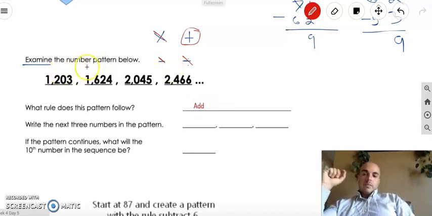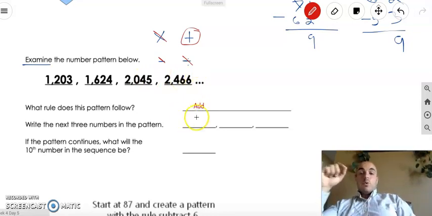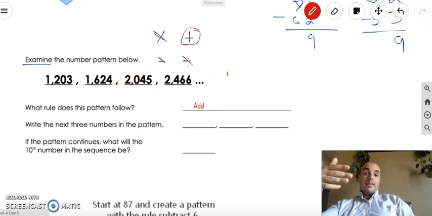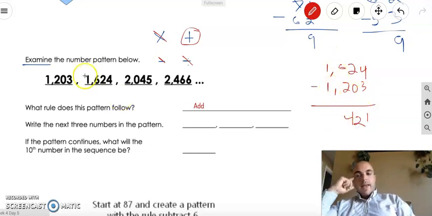I need to find the difference between these. I need to see what's being added. And the best way to do that is to actually subtract to find the difference between the two to see what I add to each. Again, the rule is adding, it's not subtracting, but to figure out the rule, I need to subtract to figure out what's been added. So I'm going to take 1,624, and I'm going to subtract 1,203 from it. 4 minus 3 is 1, 2 minus 0 is 2, 6 minus 2 is 4, 1 minus nothing is 0.